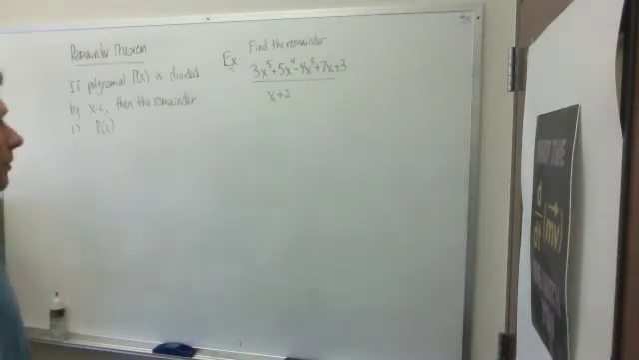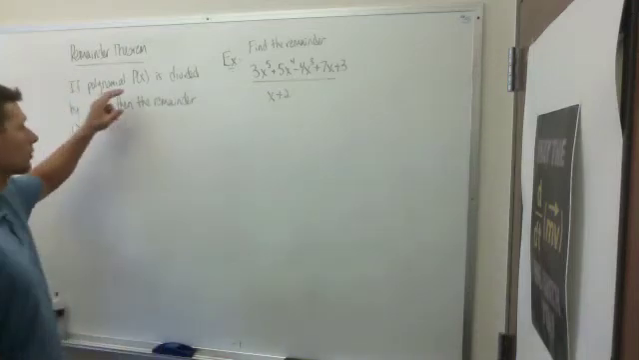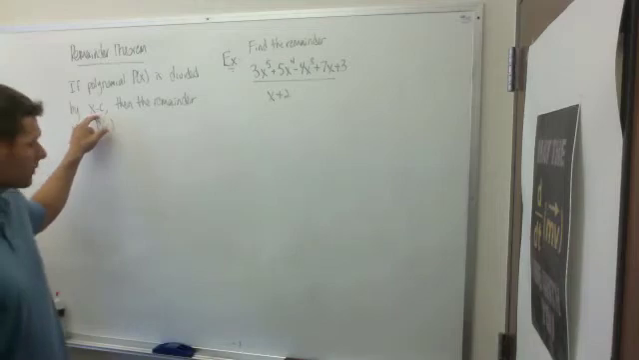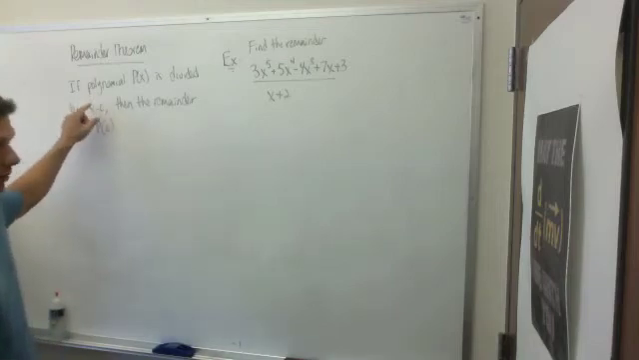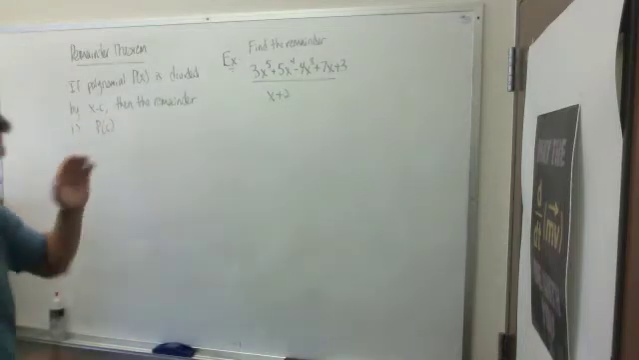Okay, so now we're going to talk about the remainder theorem. This is a really cool theorem. If the polynomial p of x is divided by x minus c, so in other words, a linear factor, right? Linear in the sense that it's not a square or a cube or anything else. It's x minus c, okay? Then the remainder is simply p of c.